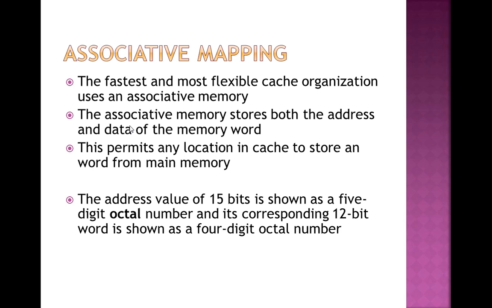Then next is your associative mapping. This is the most reliable and the fastest technique of organization, which uses associative mapping. It stores both the address and data of the memory word. This permits any location in cache to store any word from the main memory. Next point says the address value of 15 bits is shown as a 5-digit octal number, and its corresponding 12-bit word is shown as a 4-digit octal number.